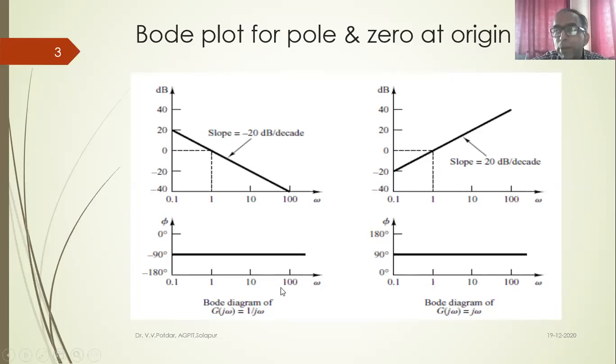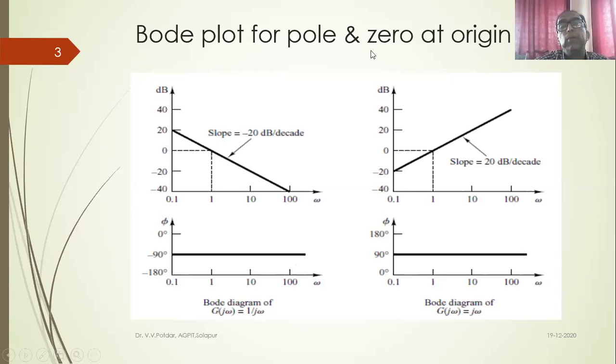So tan inverse of infinity is minus 90, minus tan inverse of infinity, right? Tan inverse of infinity is minus 90. So the slope for pole at origin is minus 90. So for different values of omega, I'll be getting minus 90 only. So it will be a straight line at minus 90 degree for pole at the origin.